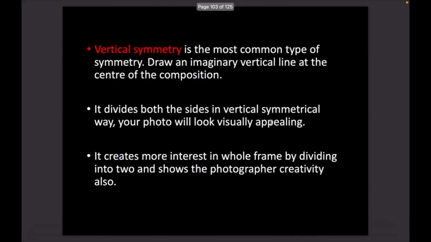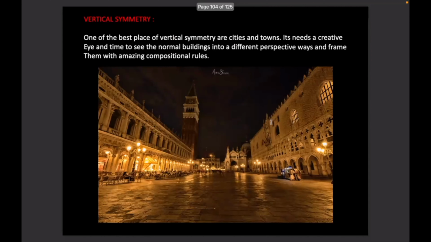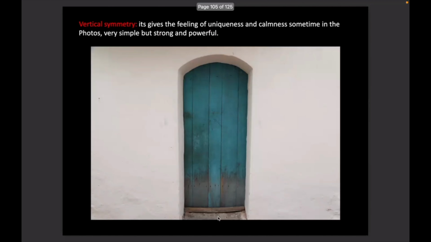Okay, vertical symmetry is one of the most common types of symmetry. Draw an imaginary vertical line at the center of the composition. It divides both the sides. A vertical symmetry photo looks more visually appealing. It creates more interest in the whole frame by dividing it into two, and shows the photographer's creativity as well. Like you see in this one, there are two buildings at the same time, two lights at the same time, and I tried to capture it in a symmetric way as well. Like this example, you know, left and right, it's completely the same as well. It's more symmetrical as well.